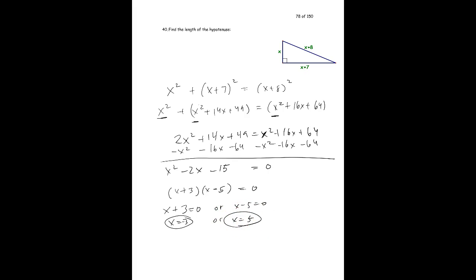And then we have to check these solutions. x equals negative 3 won't work here, even though the two sides of the triangle would work. We can't have a negative side here, so we're going to just throw that solution out. x equals 5 looks like it will work, and the triangle would be x on this side, 5 plus 7 is 12, 5 plus 8 is 13. Hey, does that look like a familiar pattern? The length of the hypotenuse then is 13, which is the answer it's looking for.